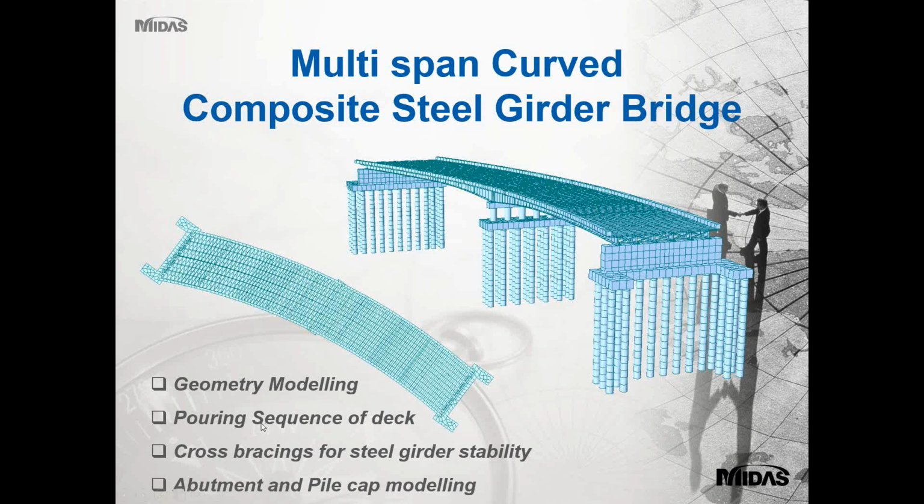Then another important aspect is the cross bracing involved for the curved bridges for providing stability to the steel girders. So we generally provide cross bracings at certain intervals along the span, and provide lateral stability to the girders.